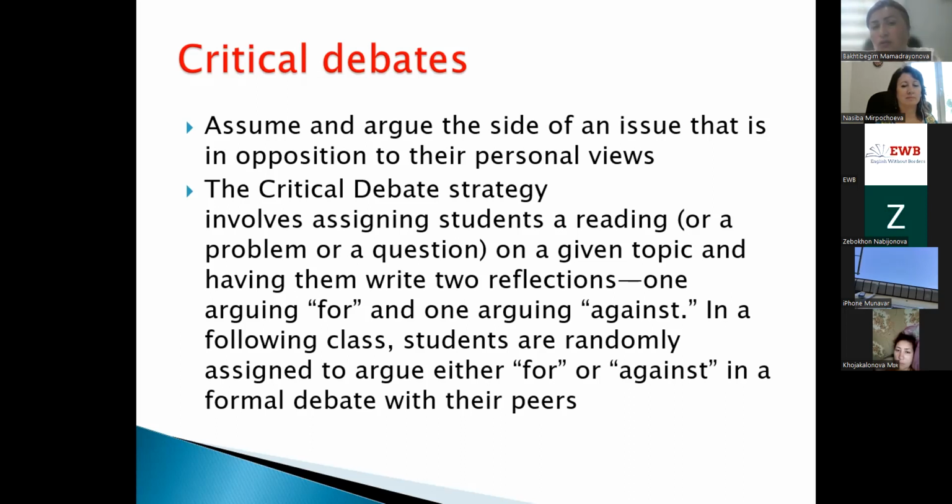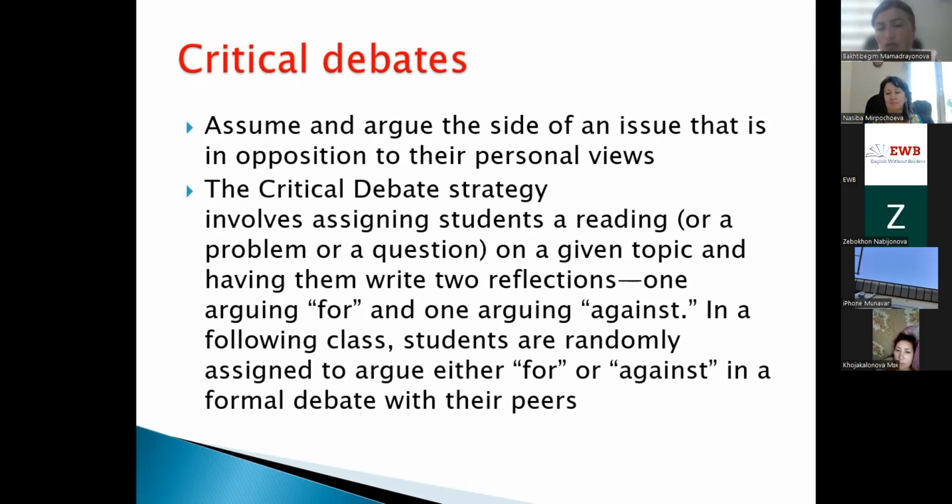This kind of tool especially is used with high school students, because their knowledge is more developed, and they know how to express their emotions and their thoughts on any particular topic. And here the task is that for a given topic, they have to write 2 reflections, for and against. Students are randomly assigned to argue either for or against. It means that they change their places.